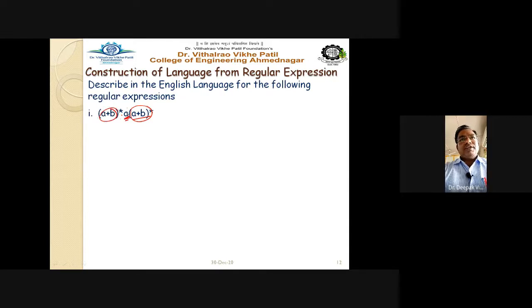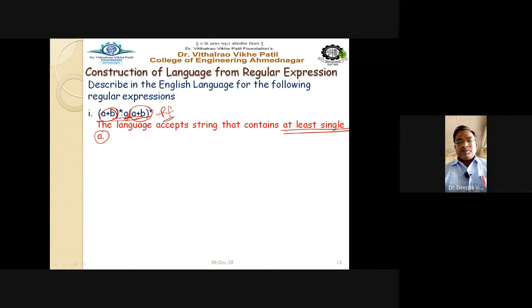So how to write this? The language, I write here, is nothing but the language that accepts the strings that contain at least a single a. At least a single a must be there in the language given by this particular regular expression, right? And when you practice it, you will be able to write this. So there is no difficulty while writing the language from a regular expression.